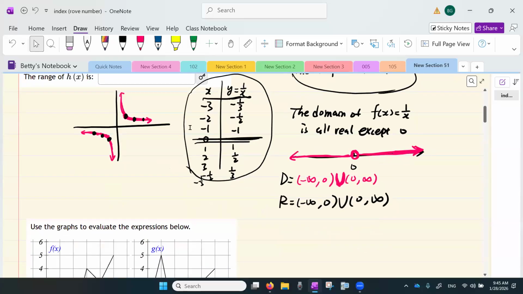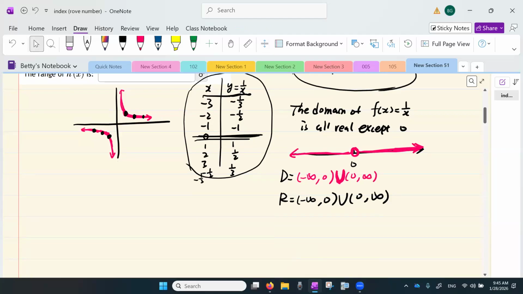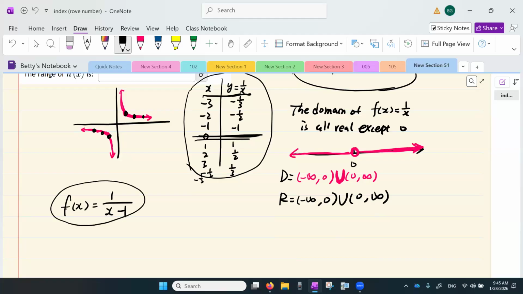Here I have a question just to see if you are following. What if I give you a function f of x equals 1 over x minus 1? I modify the function a little bit. Let's look at this function. What is the domain? Let's do domain first. Just want to see if you are there. What's the domain?